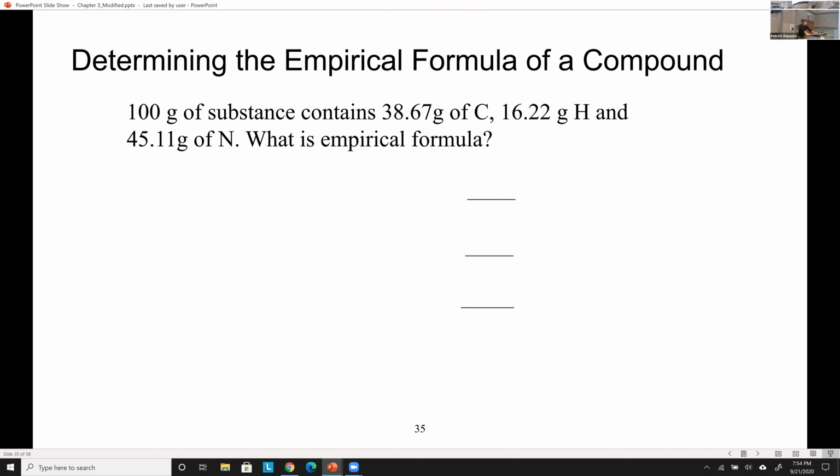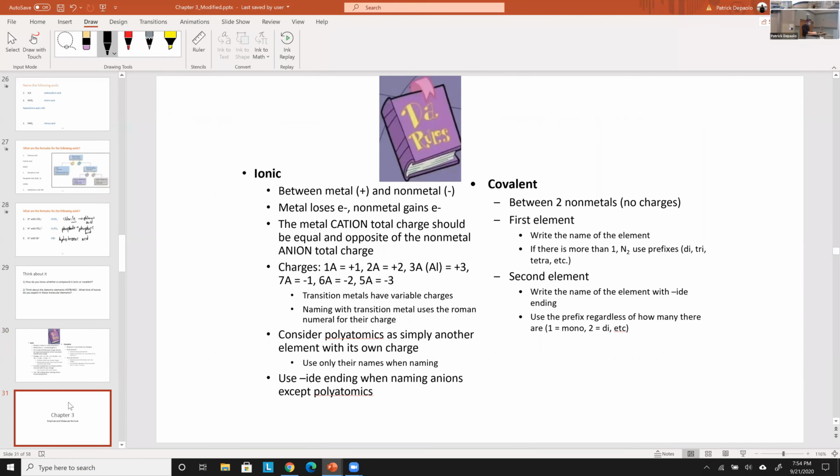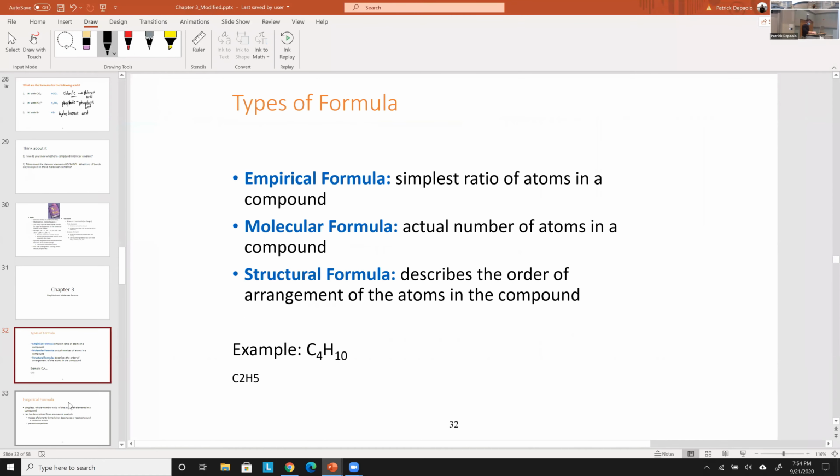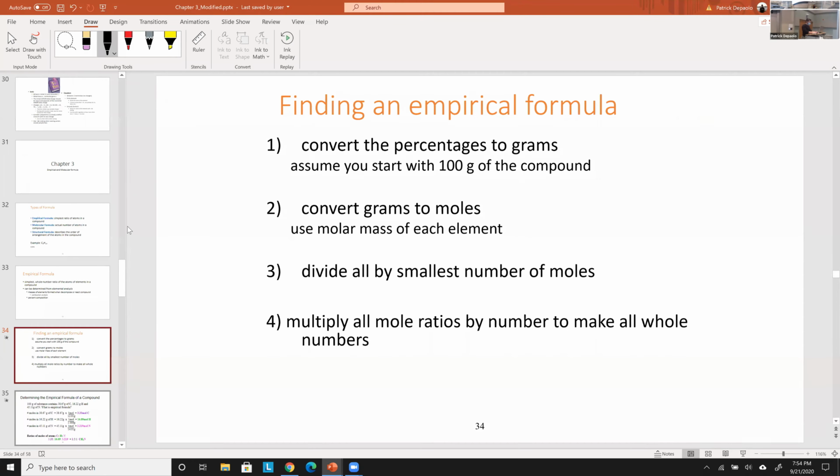All right, so you have 100 grams of a substance, contains 38.67. Damn it, I hate it. All right, we'll just do it on a different slide.